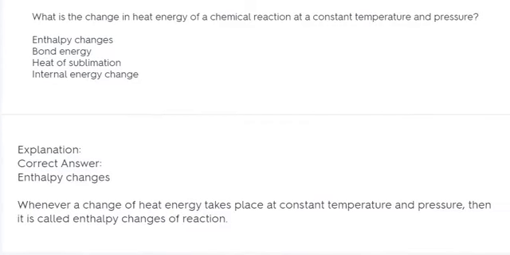What is the change in heat energy of a chemical reaction at a constant temperature and pressure? Enthalpy changes. Bond energy. Heat of sublimation. Internal energy change. Explanation. Correct answer: enthalpy changes. Whenever a change of heat energy takes place at constant temperature and pressure, it is called enthalpy change of reaction.